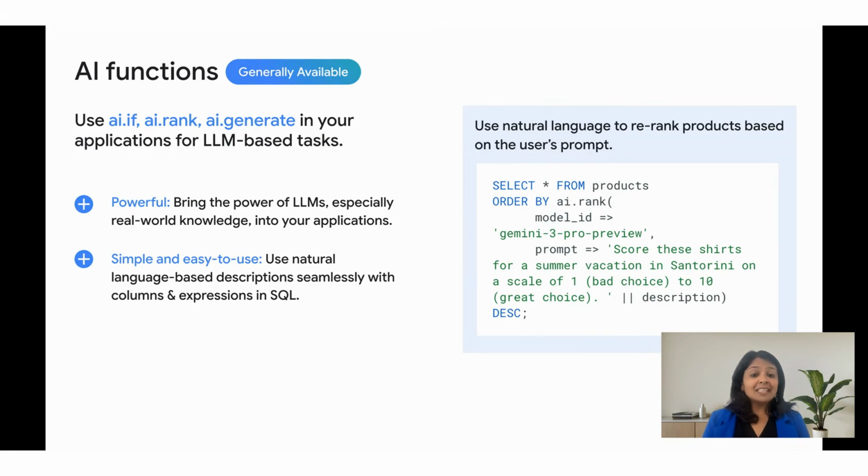We have three generally available LLM based AI functions today: rank, which we spoke about; if, which helps with intelligent filtering, such as determining if a transaction is fraudulent or not; and generate, which helps with generation use cases like converting unstructured data into the JSON format. We also have a semantic ranker version of the rank function.